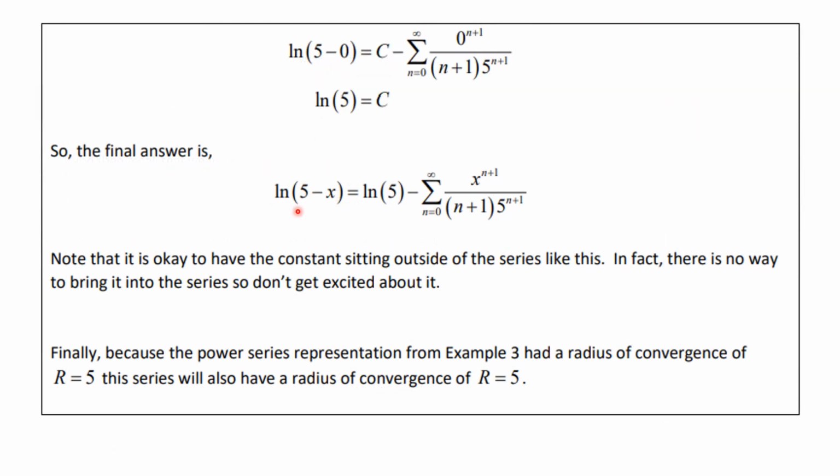And so the final answer is the natural logarithm of 5 minus x is ln of 5 minus the summation n equals 0 to infinity of x to the n plus 1 all over n plus 1, and also divided by 5 to the n plus 1. And the radius of convergence is still 5. So we really can do a lot with these representations, and we're going to be doing more of this as we go forward.